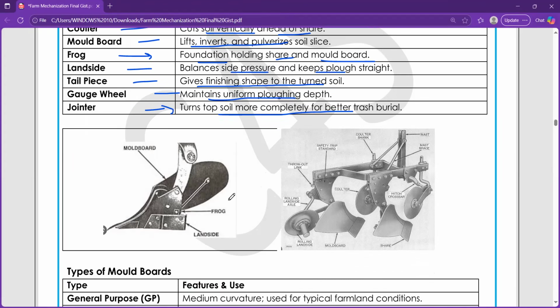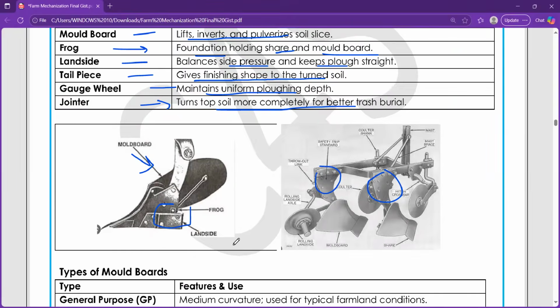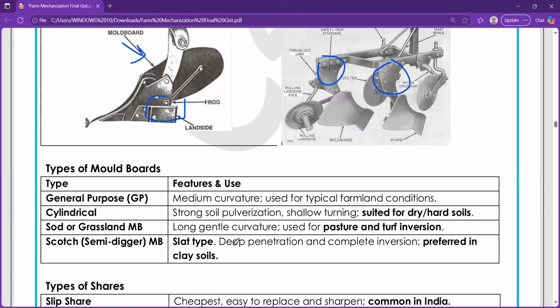As you can see, the frog is where the MB or mold plug and share are joined. These are the frogs. So this is all about it. This image is very important.